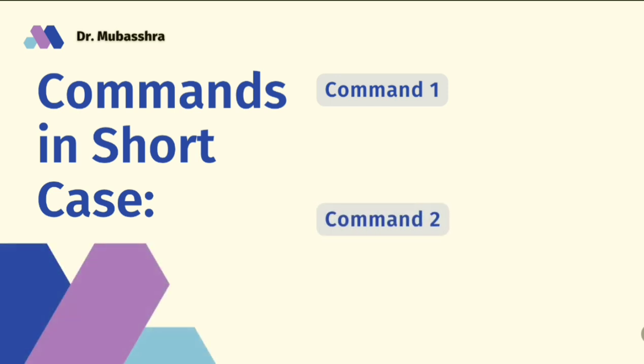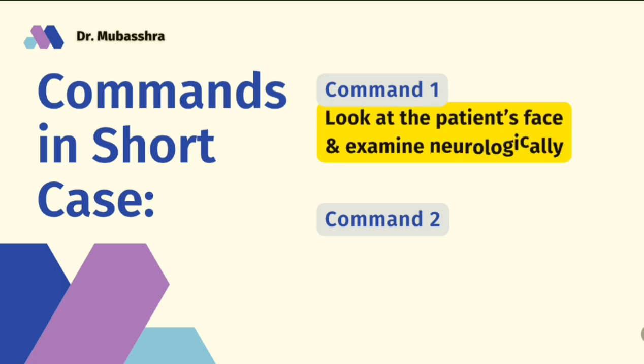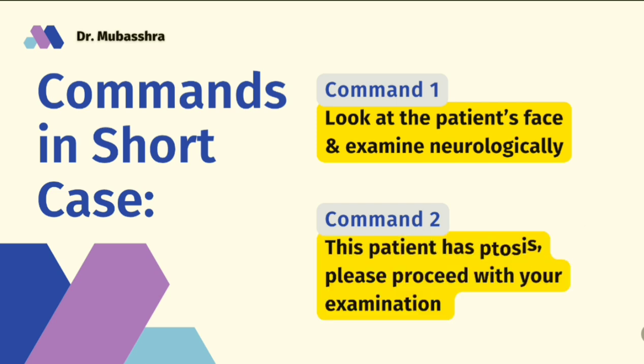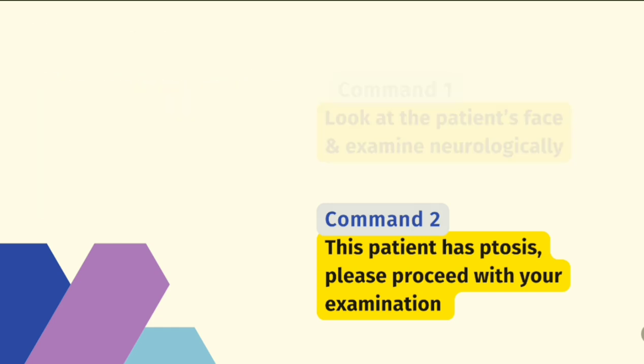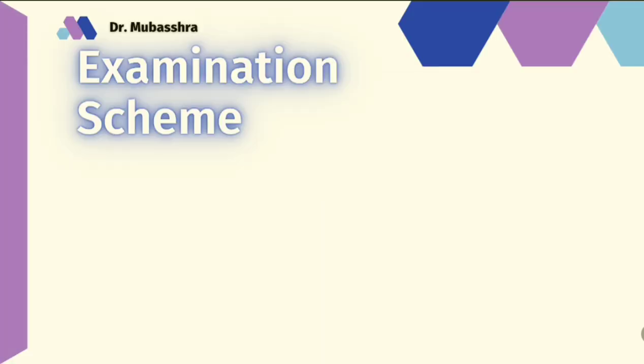So first of all, commands in a short case of Myasthenia Gravis. Mostly the commands that you get in the exam are: look at the patient's face and examine neurologically, or the command can be that this patient has ptosis, please proceed with your examination. So let's discuss the examination scheme.